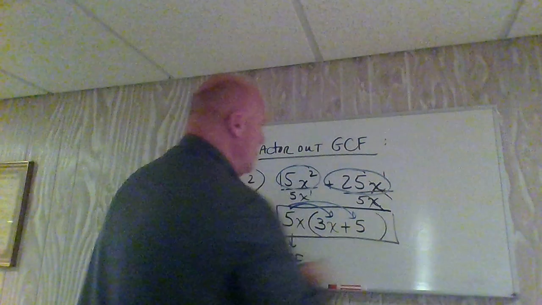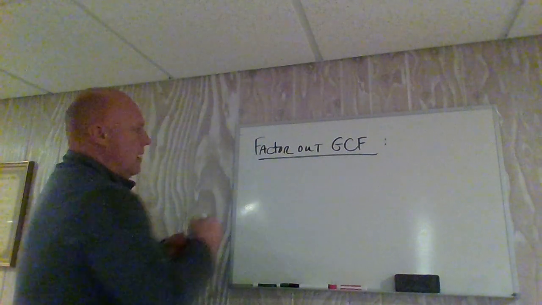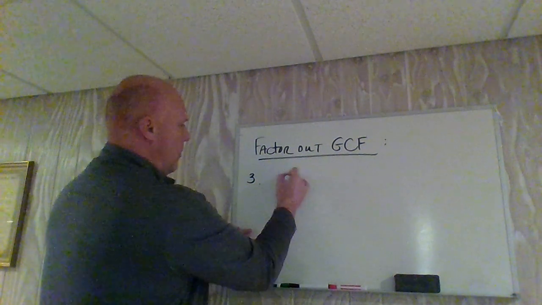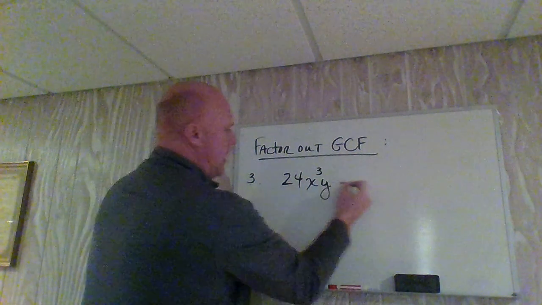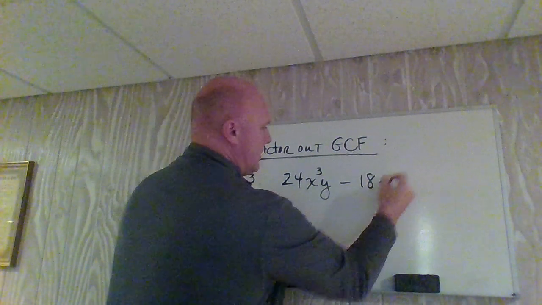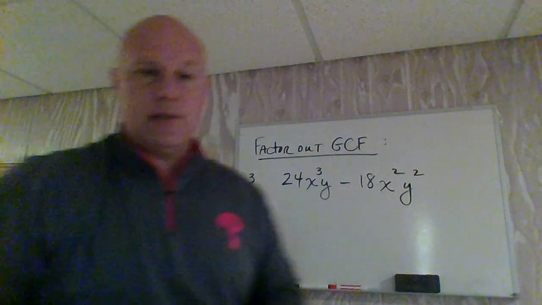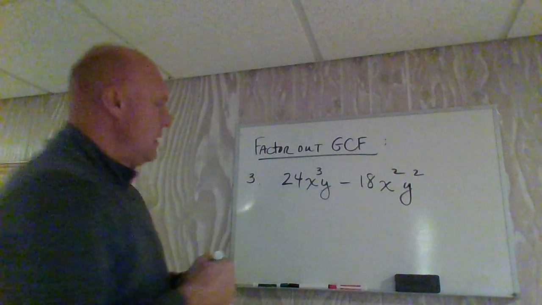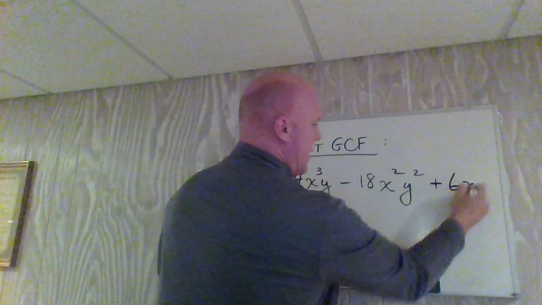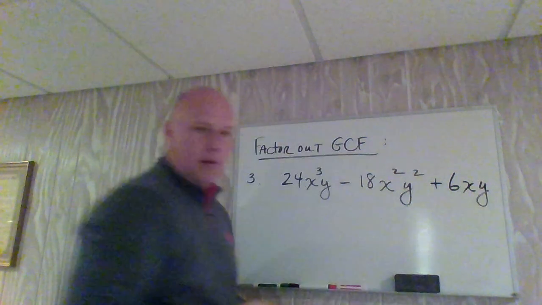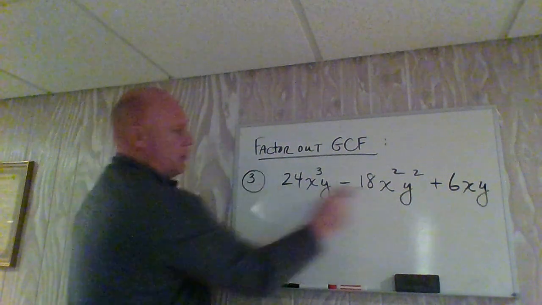Let's do one more example. Example 3. Suppose we had 24x to the third y minus 18x to the second y to the second. Now again, this is still a binomial. Matter of fact, let's make this a trinomial. How about plus 6x and y? Let's make it a trinomial. All right. So I'm asking you to factor this trinomial.